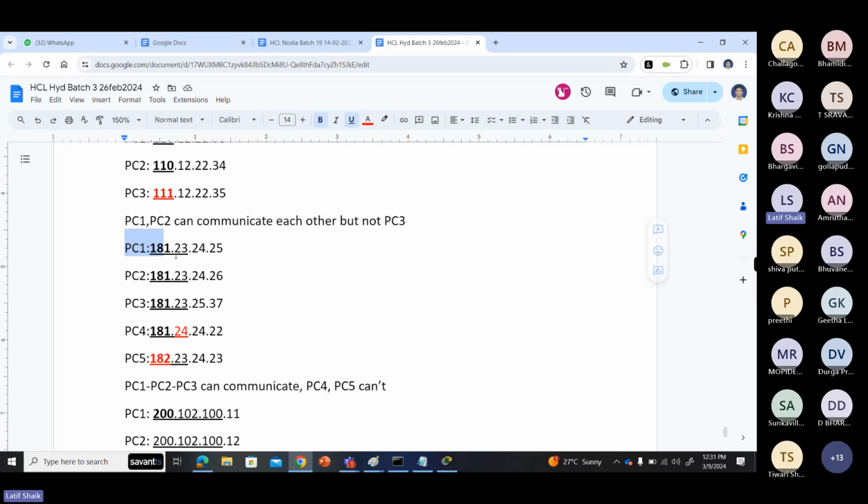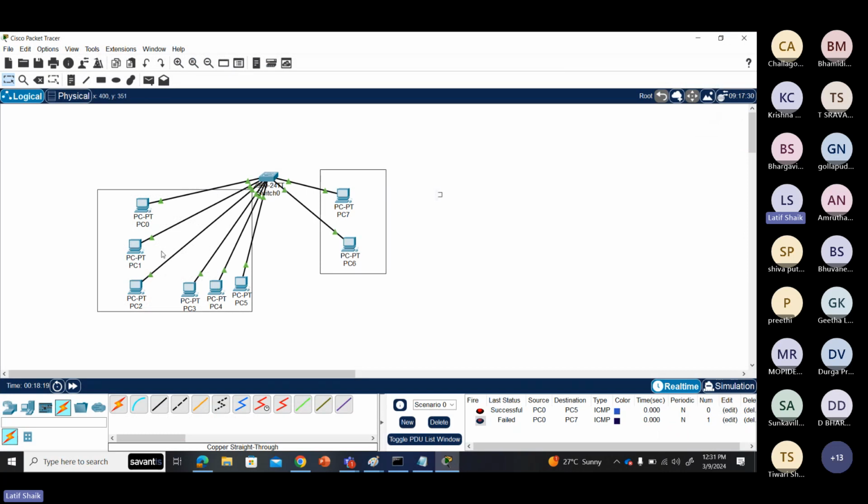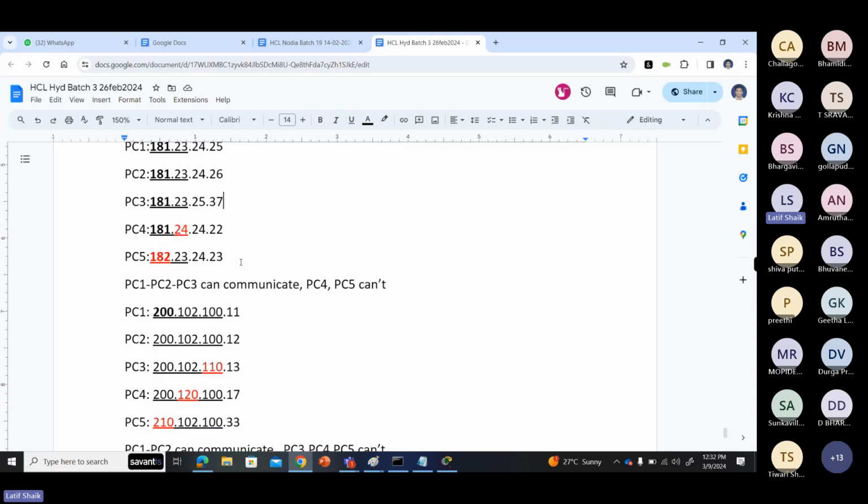If you see here, there are multiple PCs. I have 5 PCs. I configured IP addresses like this. So first one PC1, PC2, PC3. It is class B. First portion, next portion, both must be same. So it is 181, 181, 181, 23, 23, 23. It means all these three are in the same network. Host can be different. Either one portion or multiple portions can be different.